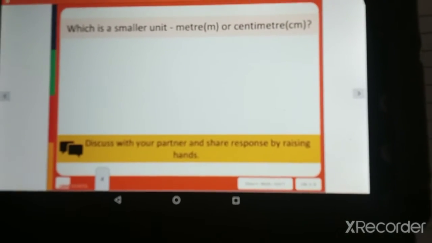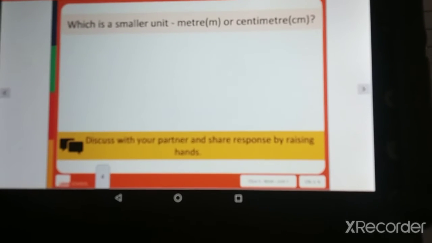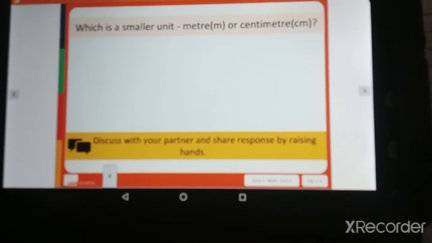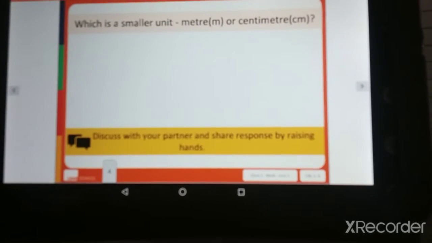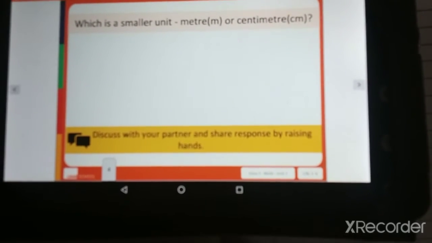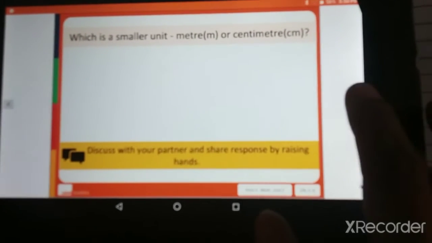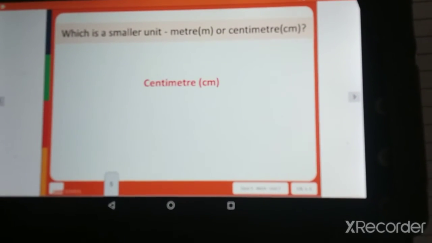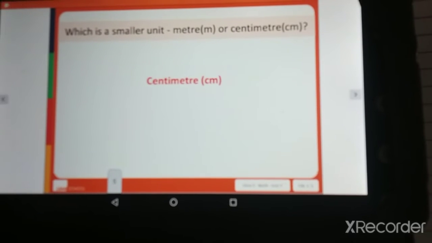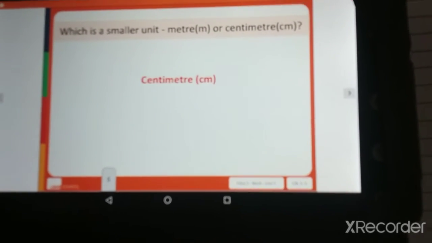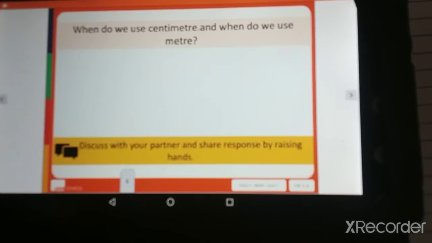So which is the smaller unit, meter or centimeter? That is what we have to find. Which is the smaller unit? The smaller unit is the centimeter. Why is centimeter a smaller unit?